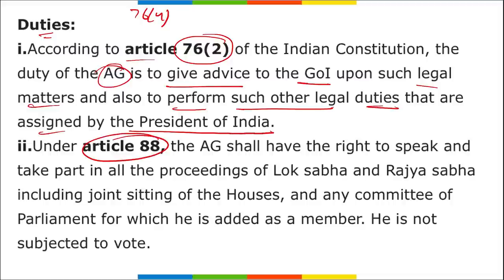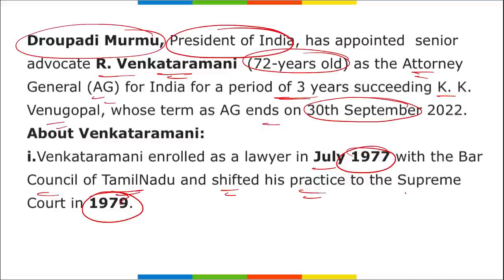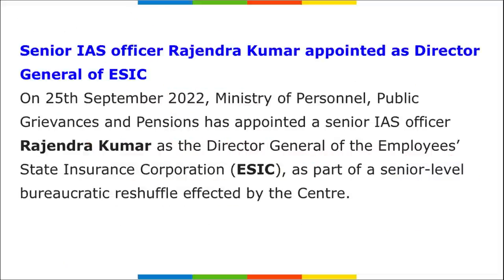Then Article 88: the Attorney General shall have the right to speak and take part in all the proceedings of Lok Sabha and Rajya Sabha, including the joint sitting of the Houses. And remember, he is not subjected to any vote, and he is a non-member of both the Houses, the only non-member who attends these Lok Sabha and Rajya Sabha meetings, and this comes under Article 88. Alright, so these are some things you need to remember about the Attorney General, and the new one who will be succeeding K.K. Venugopal sir is R. Venkata Ramani sir. He is 72 years of age.